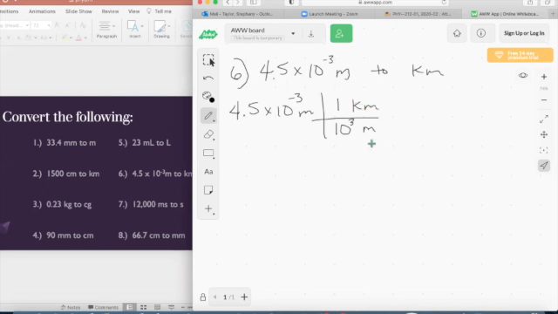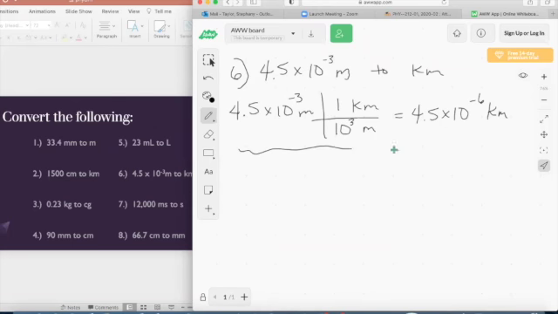Okay, so if we put that in our calculator, we would do 4.5 times 10 to the minus third divided by 10 to the third, right? And we would get 4.5 times 10 to the minus 6 kilometers.